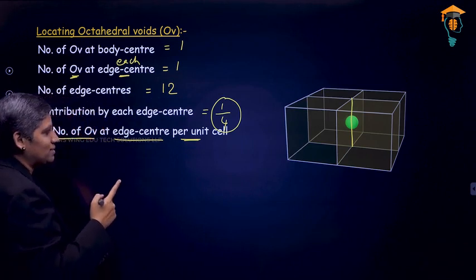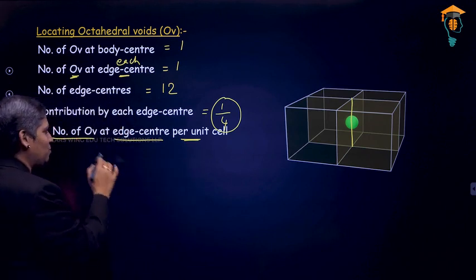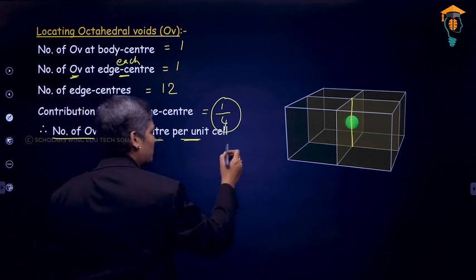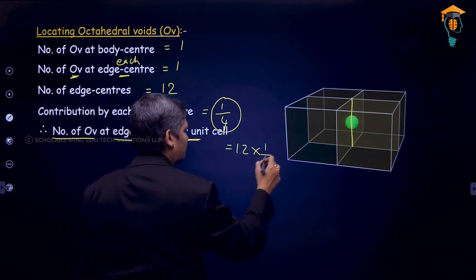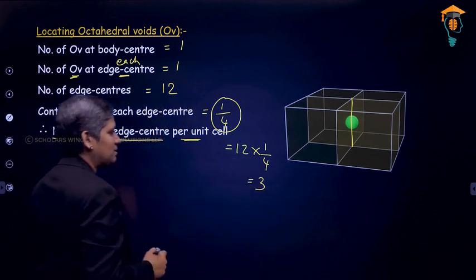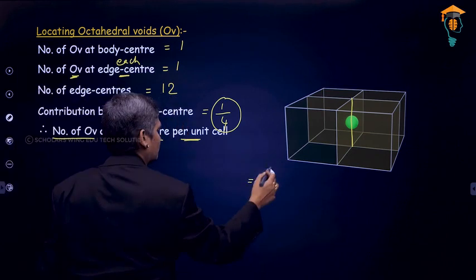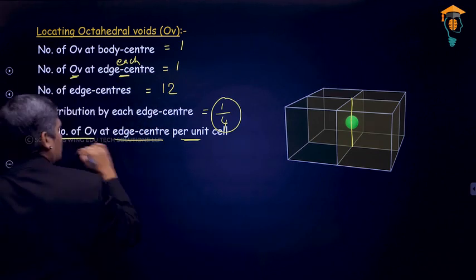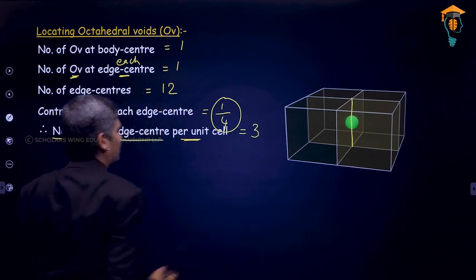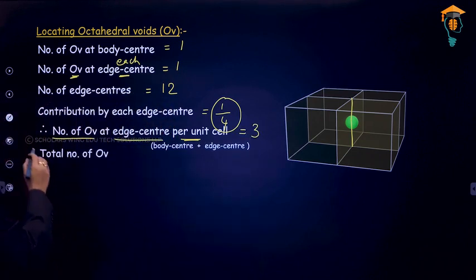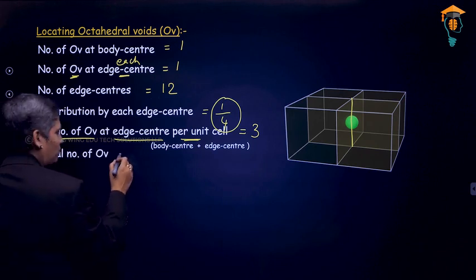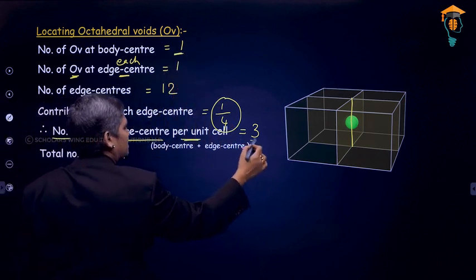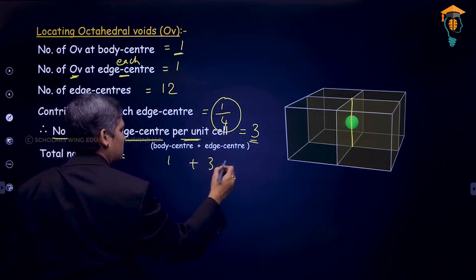But there are 12 edge centers. Therefore, the total number of OVs at all the edge centers per unit cell will be obviously 12 into 1 by 4. That is 3. Did you understand? Yes. So let us write 3 here. Therefore, friends, total number of OVs, now due to body center and edge center will be how much? 1 plus 3. That is 4.